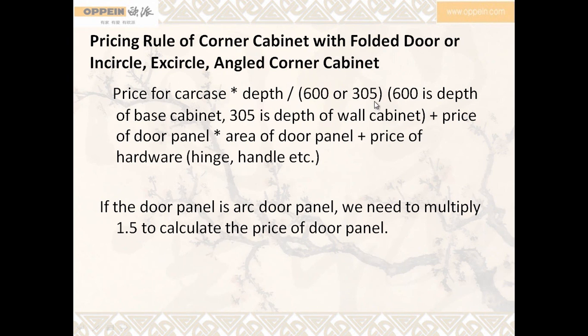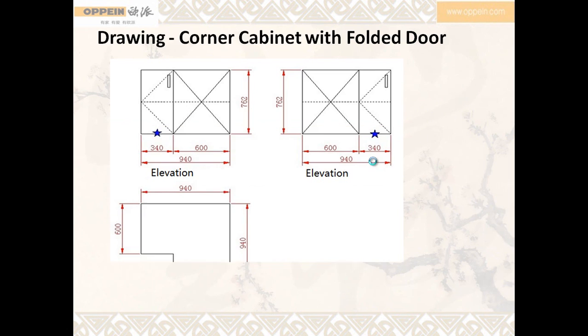Then this part plus the next part. Price of door panel multiply area of door panel. Then the last part is the price of hardware. Hardware, for example, hinge, handle, etc. If the door panel is arc door panel, we need to multiply 1.5 to calculate the price of door panel.